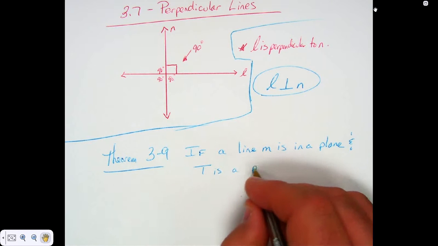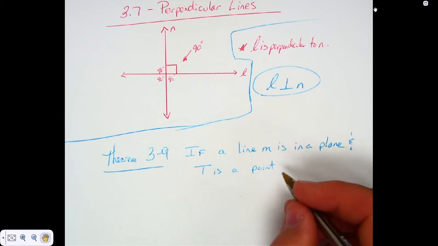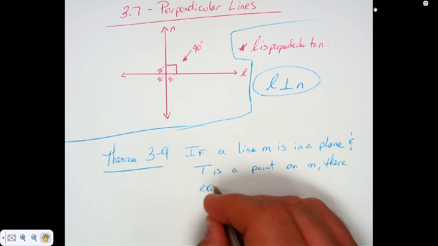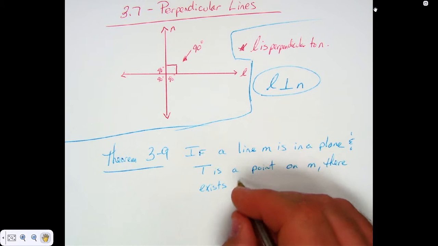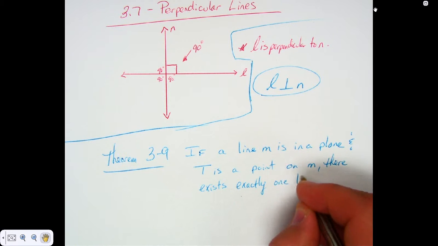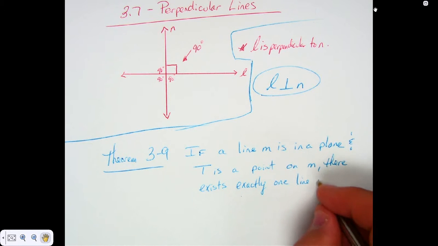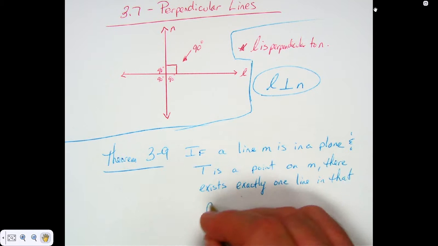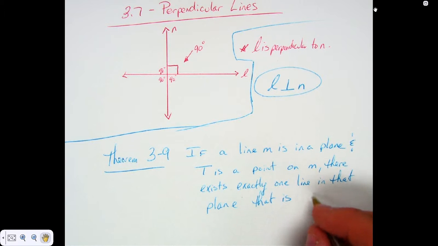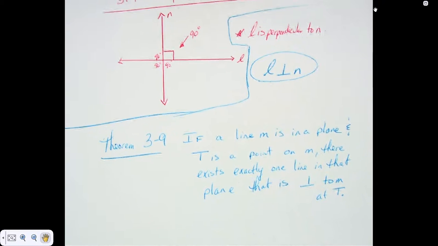is a point on M, there exists exactly one line in that plane that is perpendicular to M at point T. That was a mouthful, huh?